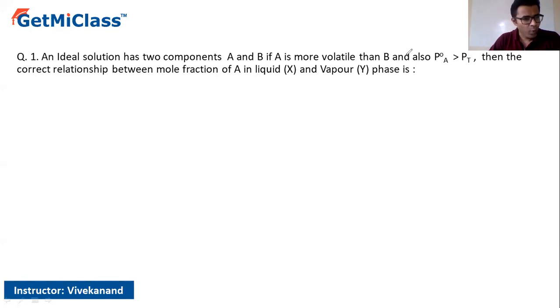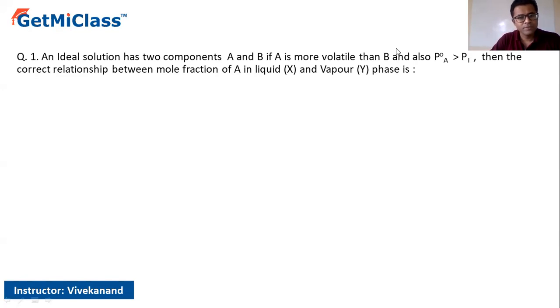This is question number 1. An ideal solution has two components, A and B. If B is more volatile than A, and also P naught A is greater than the total pressure, PT, then the correct relationship between the mole fraction of A in liquid and the vapor phase is.